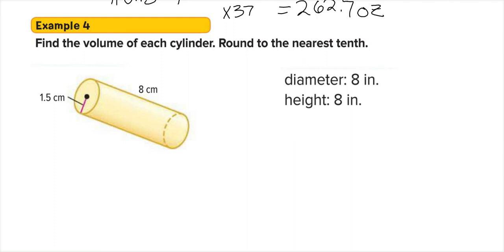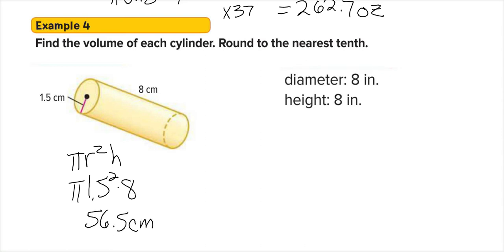All right, let's try example number 4. We're going to find the volume of each of the cylinders here. We're going to round to the nearest tenth. So again, we've got pi r squared h. So pi, we need the radius, that's 1.5 squared, and then times 8. Okay, so let's do that. So pi 1.5 squared times 8 is 56.5. And that's centimeters, so cubic centimeters. All right, and then let's actually circle that so you can find that one. And let's do that one up here too.